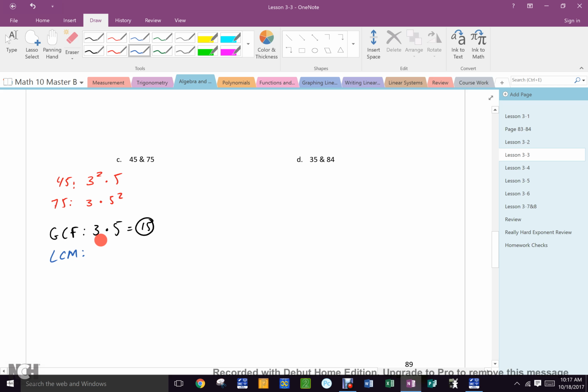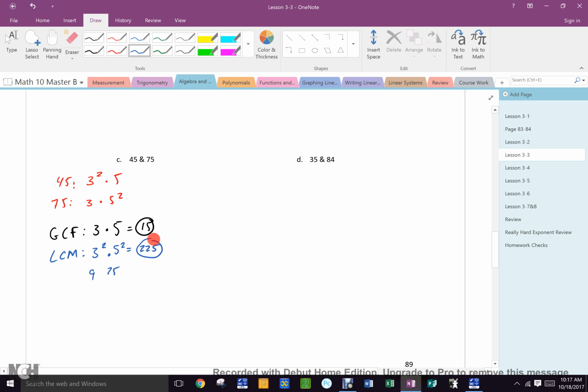LCM is everything once. How many 3's will cover all of my 3's? 3 squared. How many 5's will cover all of my 5's? 5 squared. What's 3 squared? 9. What's 5 squared? 25. 9 times 25 is 225.